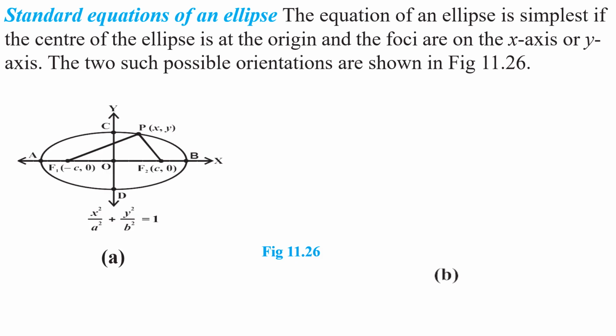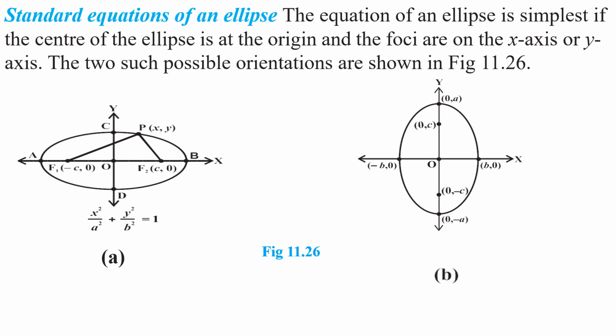See here in figure A. The equation of the ellipse is x square by a square plus y square by b square is equal to 1. Here the center of the ellipse is at the origin and the foci lie on the x-axis. If the foci are on the x-axis and the center is at the origin, then the equation of the ellipse is x square by a square plus y square by b square is equal to 1.